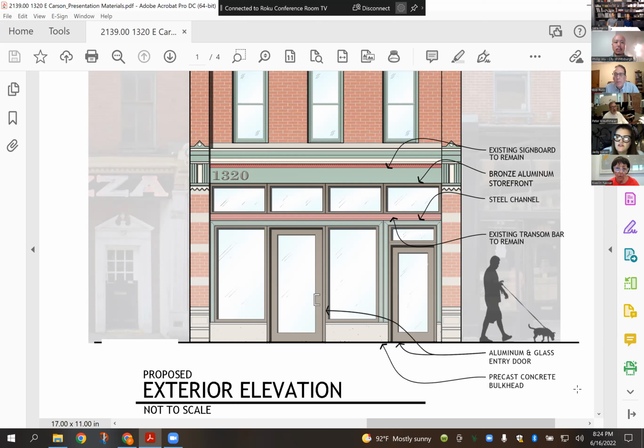Does anyone else on the phone have any comments or questions on the presentation for 1320 East Carson? And you know what, I don't have a question about 1320, but I'd like people to stay on the line because I wanted to mention something about 1701 East Carson.